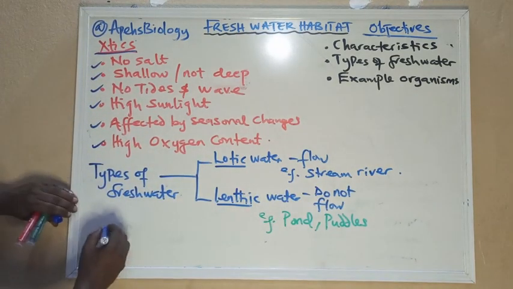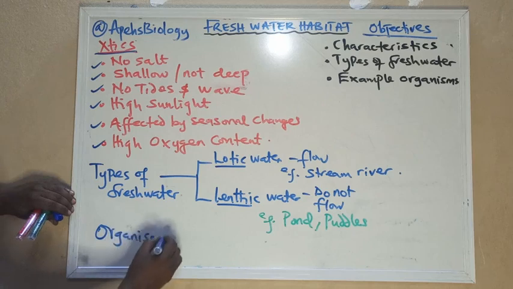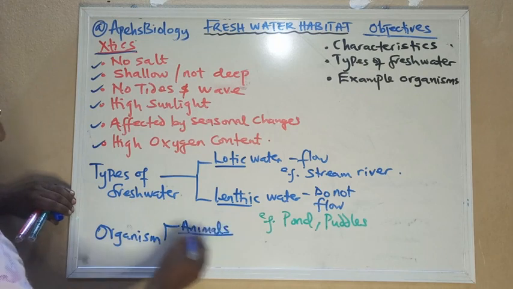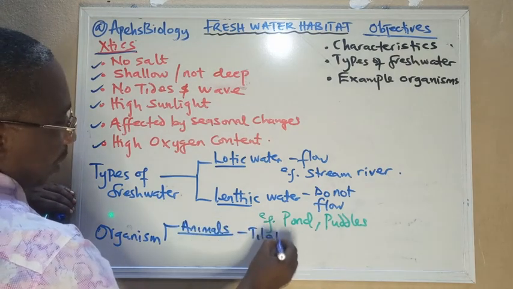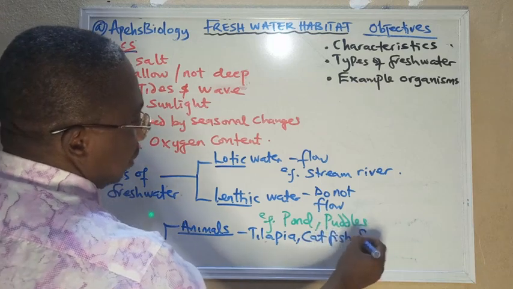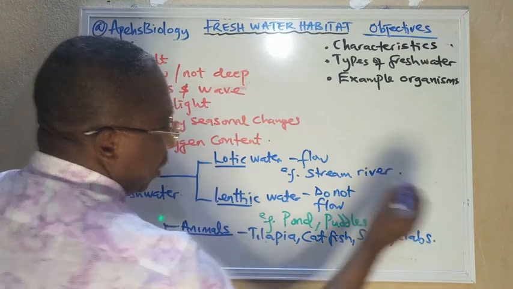Then what about the organisms? Let's go to the organisms. We have achieved that part. The organisms you can find in freshwater. Let's look at animals that you find in freshwater. Think of animals like tilapia, catfish. You have snails. You have crabs. You find them in the freshwater.